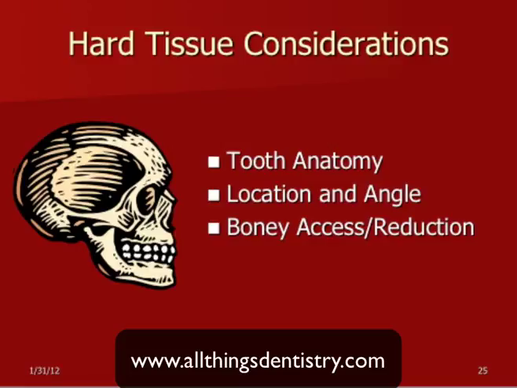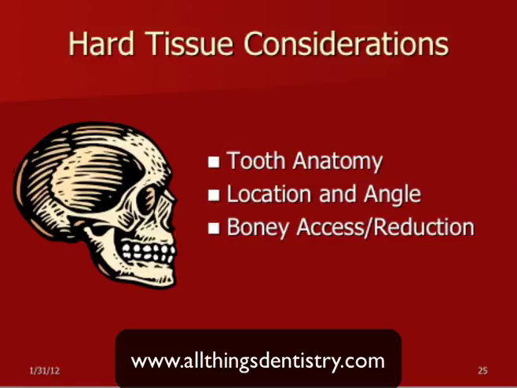One of the things you have to do is your hard tissue considerations during your plan of attack. You want to look at the tooth anatomy, see how many roots there are, how it's spread out, and keep in mind that the radiographs are two-dimensional, but all your teeth are three-dimensional, so be prepared for the unexpected there. The location and the angle make a big difference.